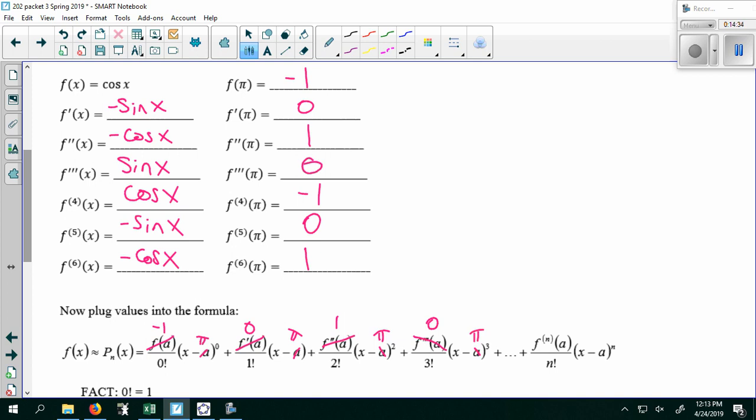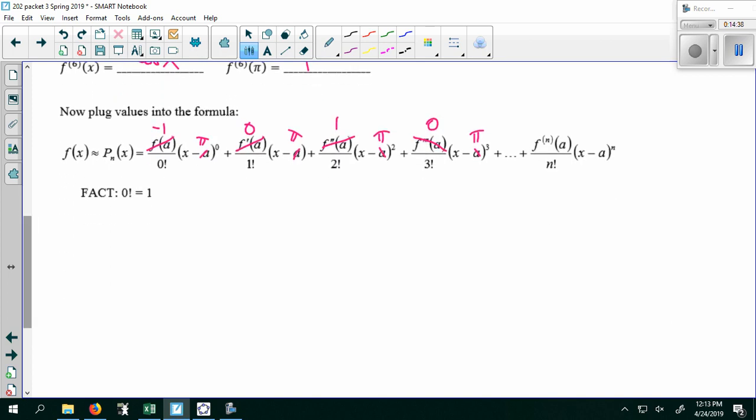That's all I've got written out. So I'm going to start plugging in here. So negative 1 over 0 factorial, that's negative 1 over 1, which is negative 1. X minus pi to the 0, anything to the 0 is 1, so this first term is negative 1. My next term, this term here, is 0 because it's 0 times some stuff. So just do that.